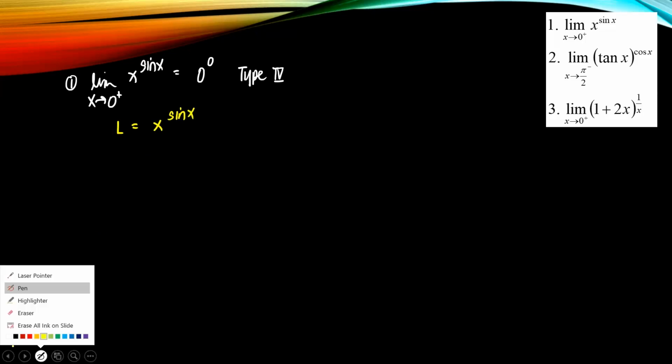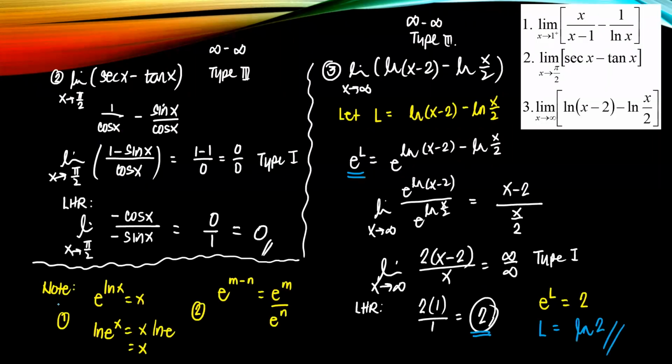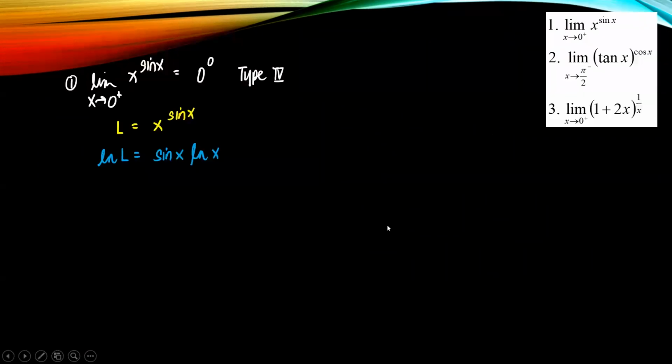Therefore, in order to remove this, what we do is ln of L is sine of x, ln of x. Can you follow what I did? It's the opposite of what I did in here. In here, I did apply the ln naman. Why? In order to bring down the exponent. Okay. So I'll take note of this later on.